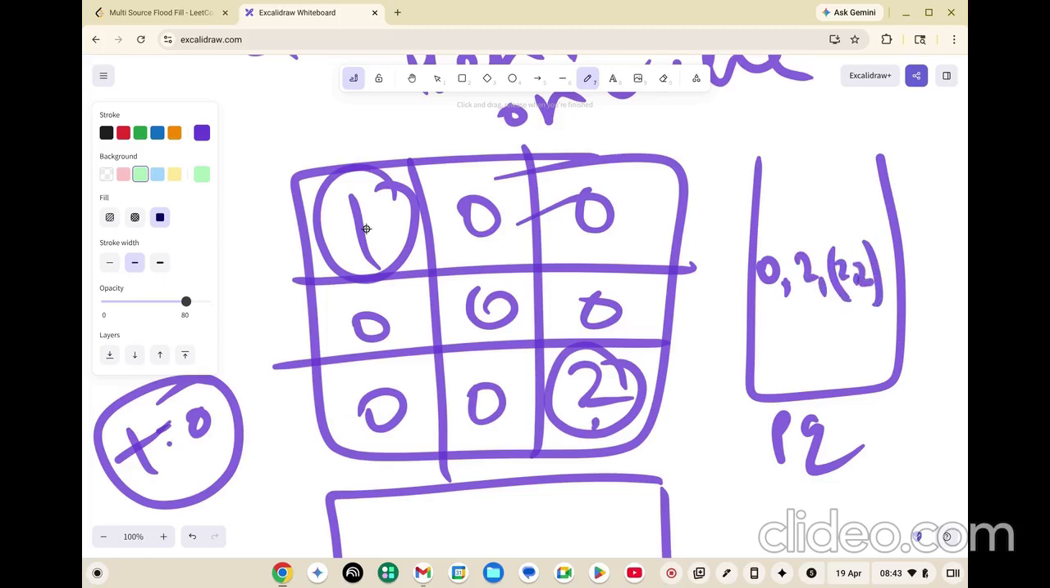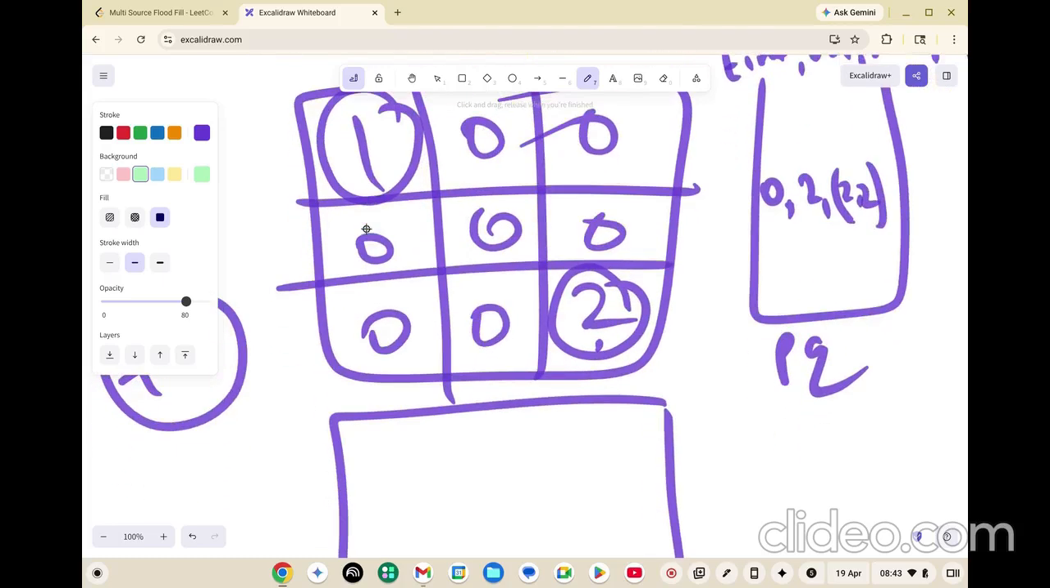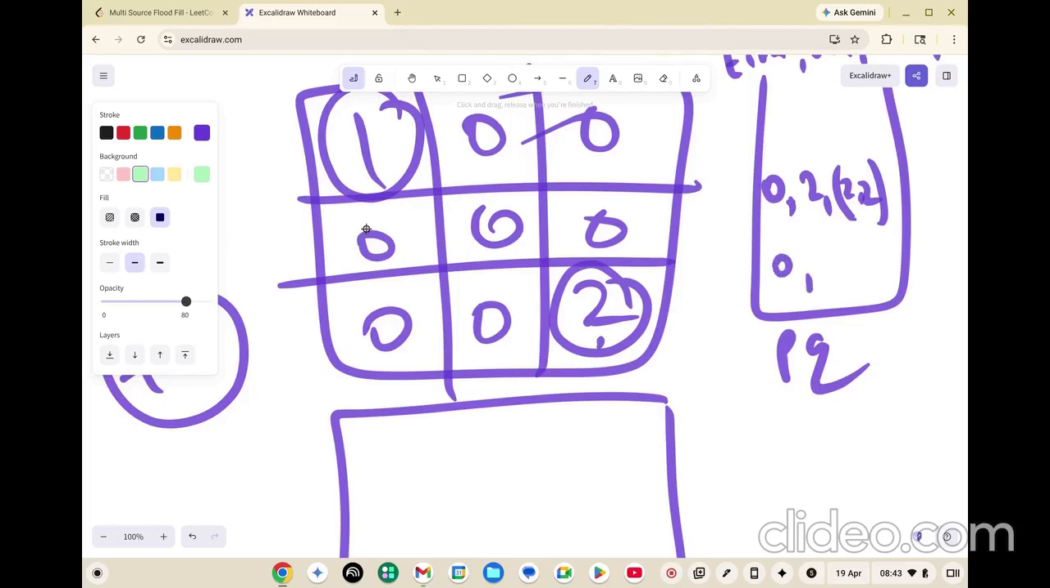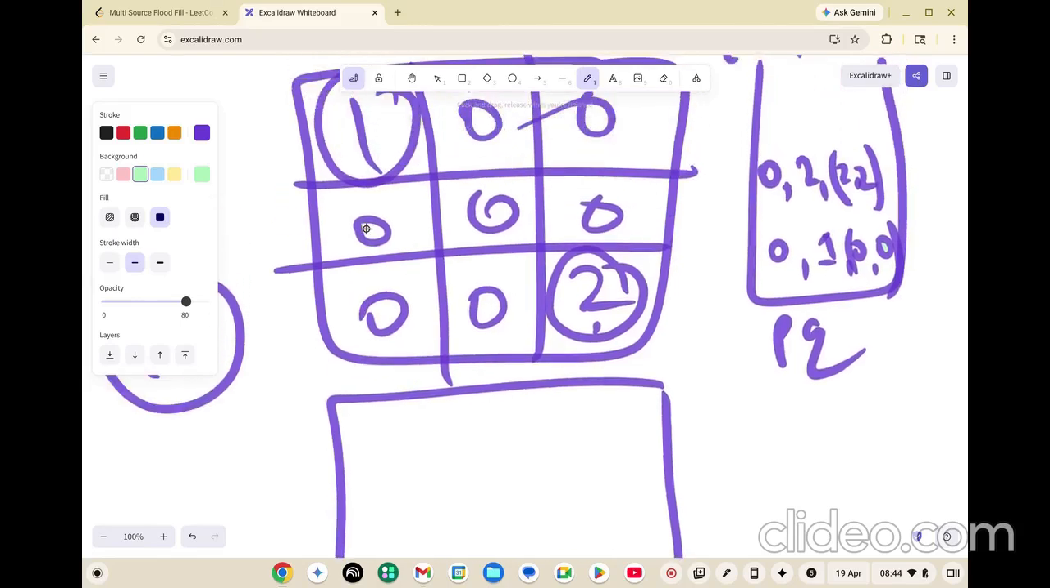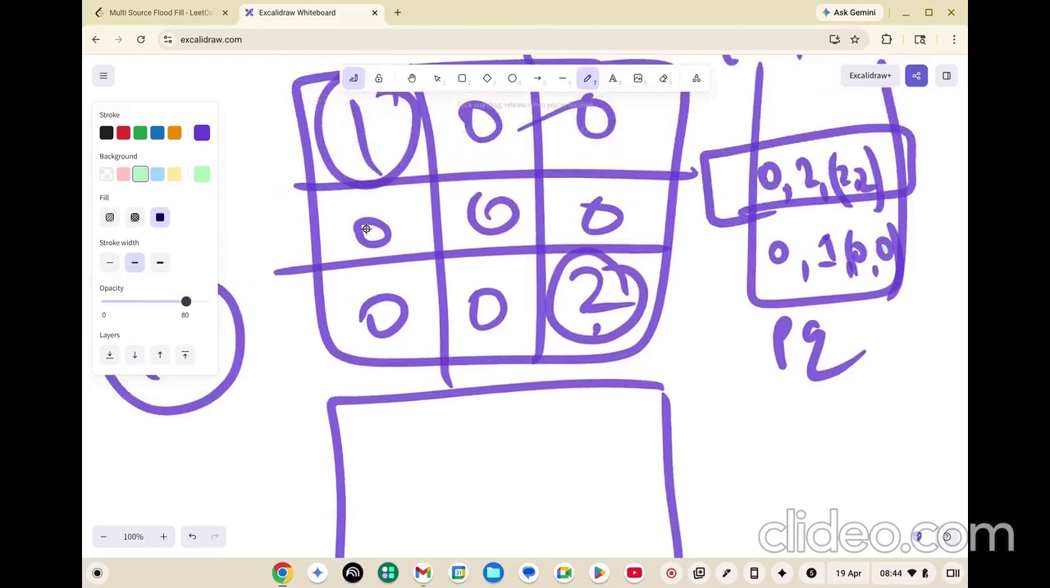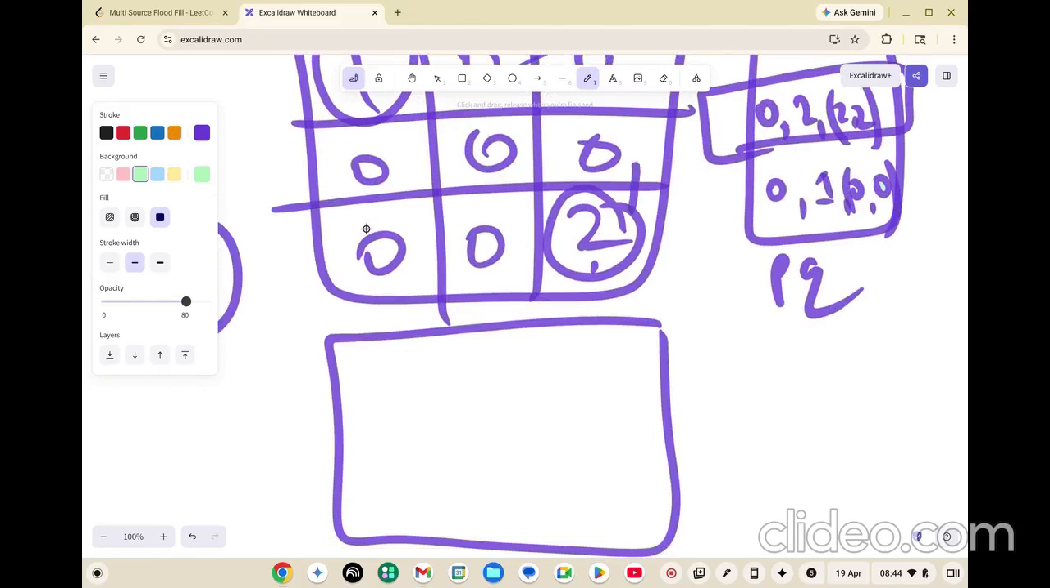right? This represents time. So let me write it. First is time, then is value, then is row comma cell, right? Now the second value, which will be at time equal to 0, the value is 1 and the cell is 0 comma 0, right? Now what happens? We will take out the top of the priority queue, and mark its neighbors as the value which it is supposed to get, right?